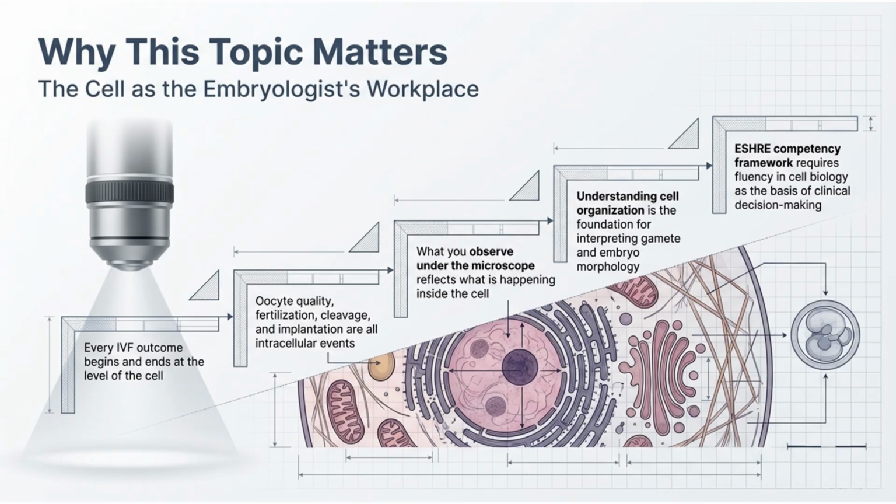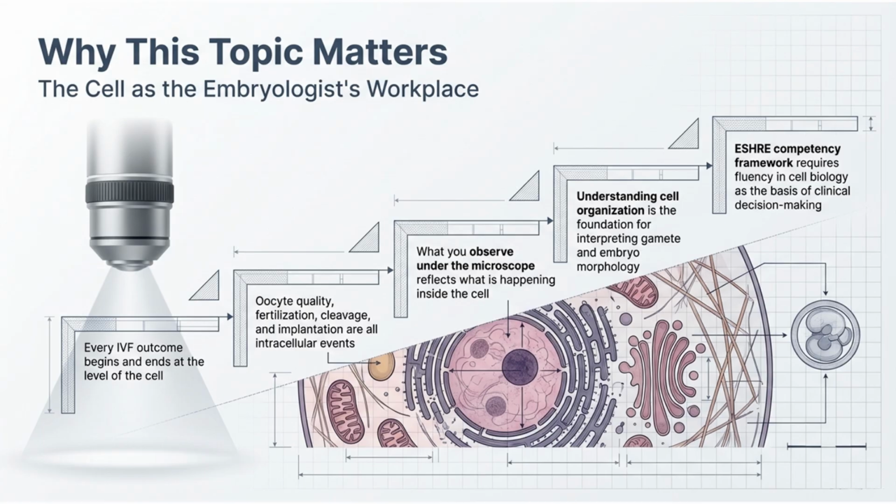Consider what we actually do in the laboratory. We retrieve oocytes, single cells approximately 120 micrometers in diameter. We inseminate them, or we inject a single sperm using intracytoplasmic sperm injection. We watch for fertilization, a process defined by the appearance of two pronuclei, each representing the successful completion of intracellular events that take place within hours. We culture embryos for 5 to 6 days, observing their cleavage, compaction, and blastulation, all of which are expressions of intracellular machinery either performing precisely as it should or failing to do so.